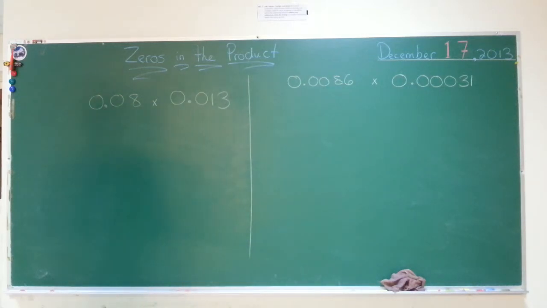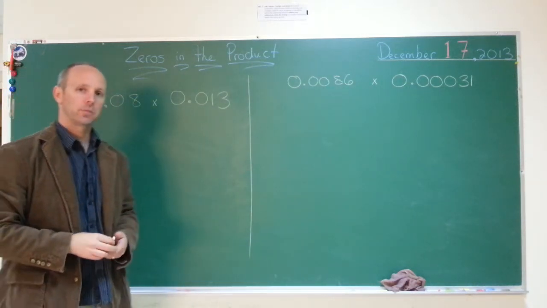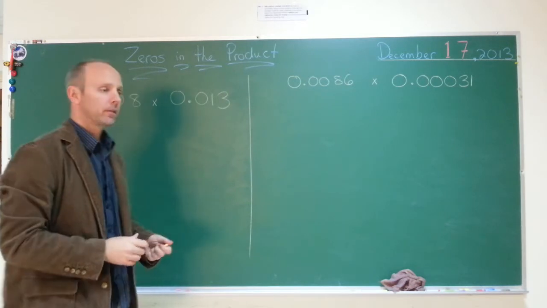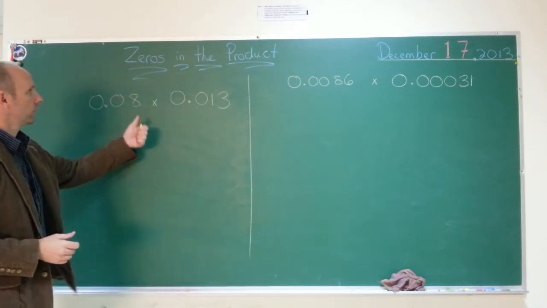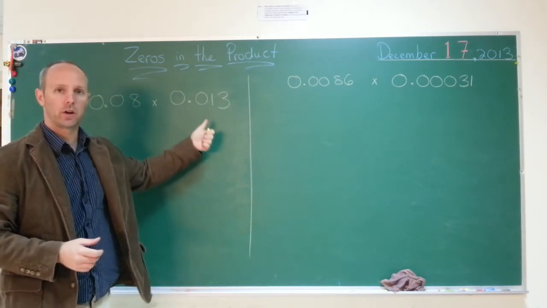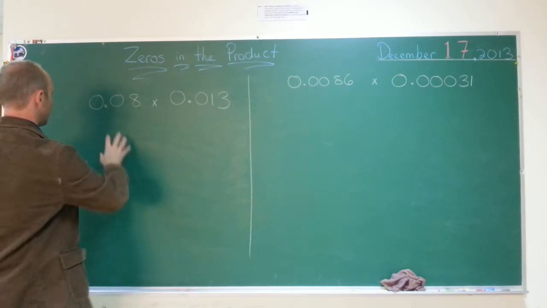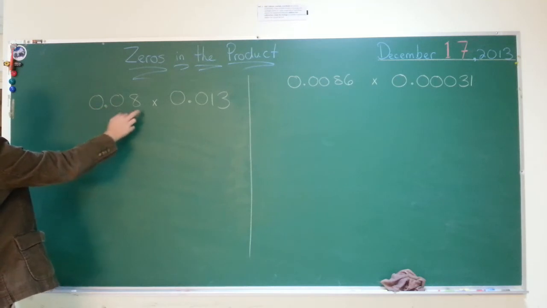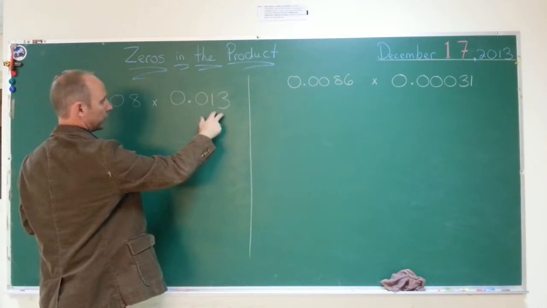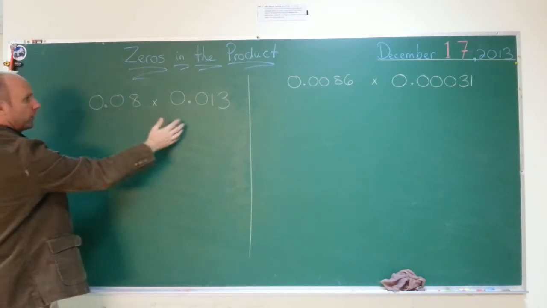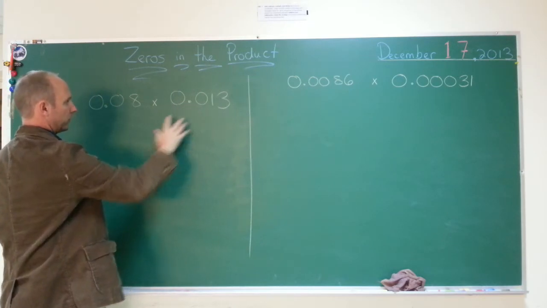Hi, grade 5. This will be the last video for chapter 4, multiplying decimals. Today I want to focus on what we do when we have zeros in the product, or more zeros in our question. These two factors here, we have 8 hundredths multiplied by 13 thousandths. Well, you can see already that my question has quite a few zeros in it.